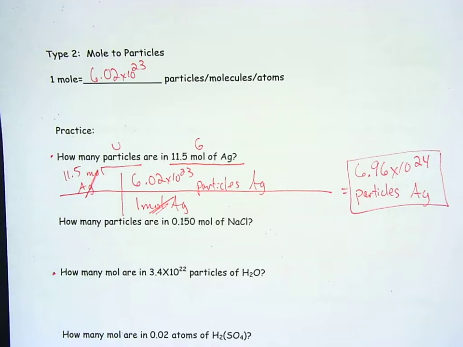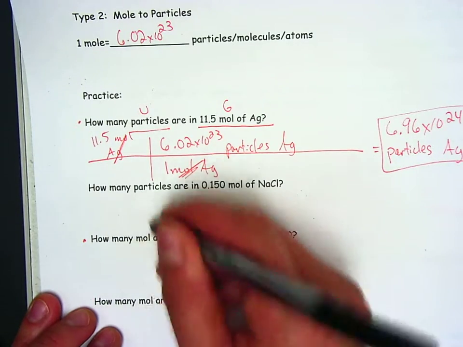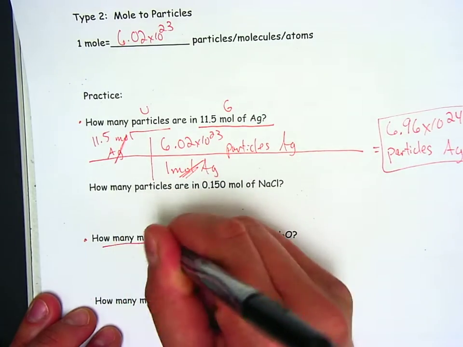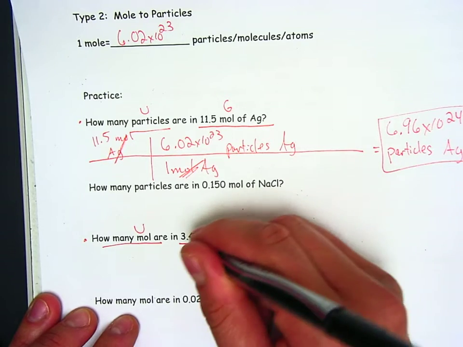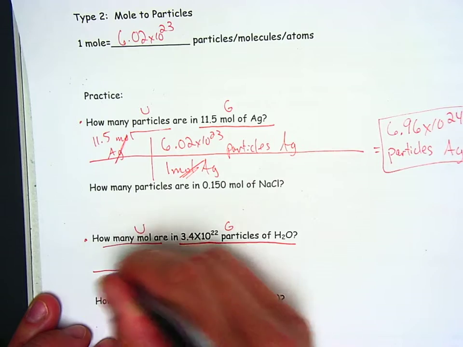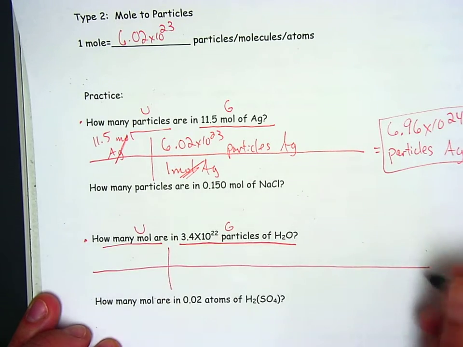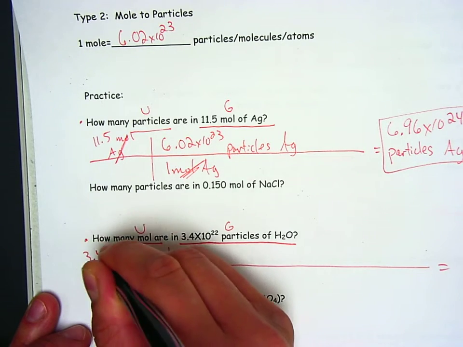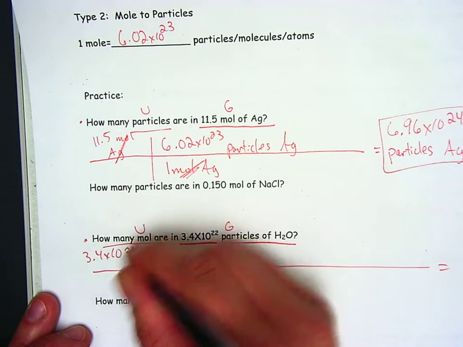Okay. All right, let's do one more of those. How many moles, so that's going to be our unknown, are in 3.4 times 10 to the 22nd particles? That's your given. So the given goes in the top left. 3.4 times 10 to the 22nd particles.